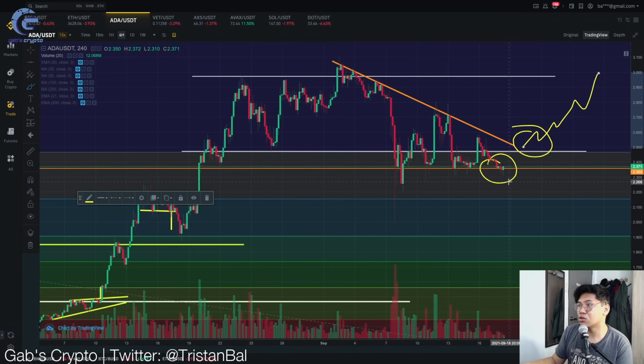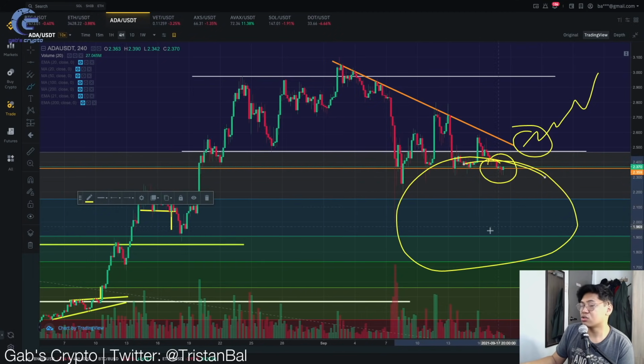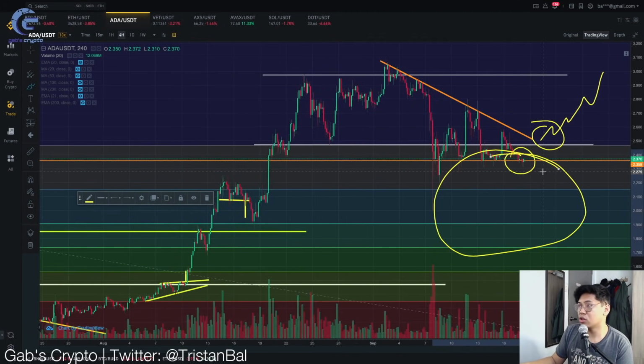Ngayon, anything that goes below dito sa 2.3K would be a very good buying opportunity ngayon for Cardano. So, I think, regardless kung anong price action, as long as below the 2.37 US dollars, then I think it's a good buying opportunity right now for Cardano.